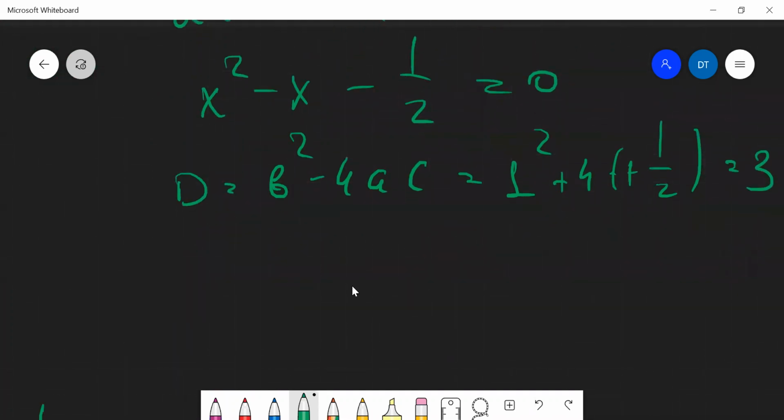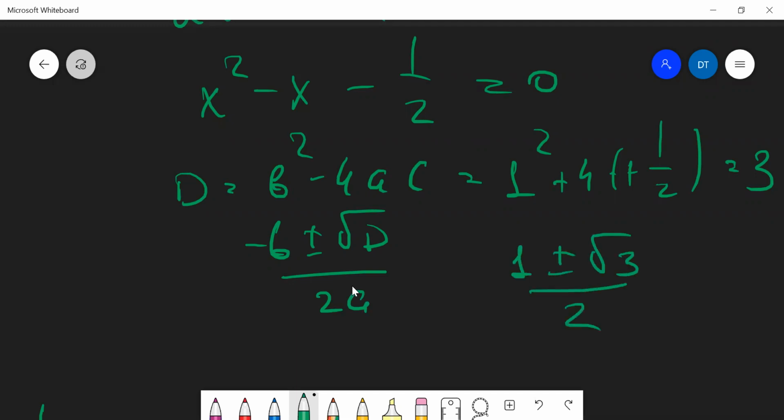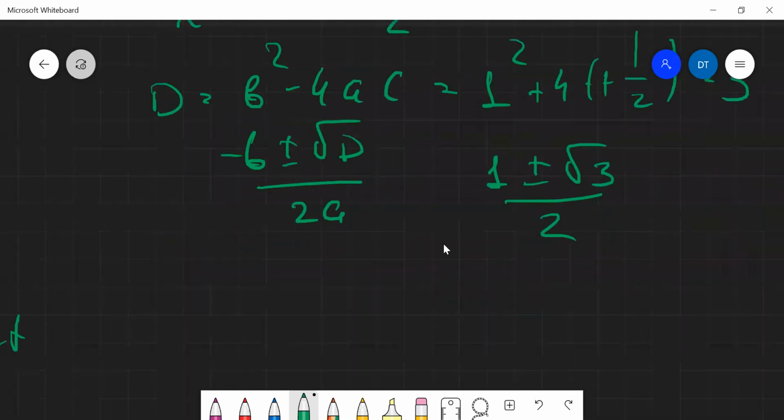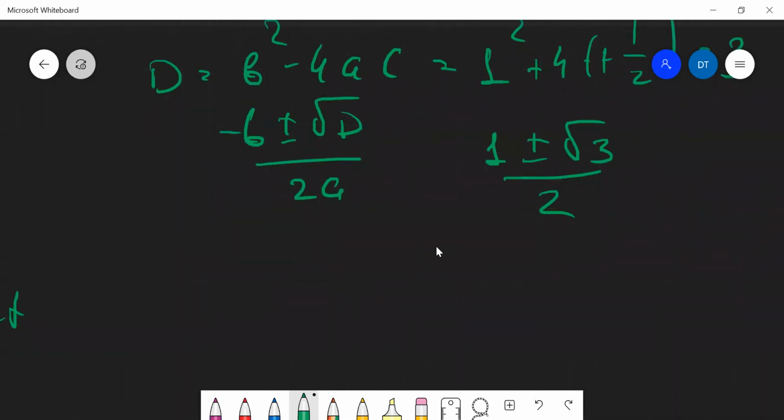Yeah. And now it's minus b plus minus square root of d over 2a. So here it's 1 plus minus square root of 3 over 2. So this is... Now I see it. I just messed it up with the over 2. I thought it was 1 plus minus square root of 3 over 2. Yeah, okay. Sorry. No problem.